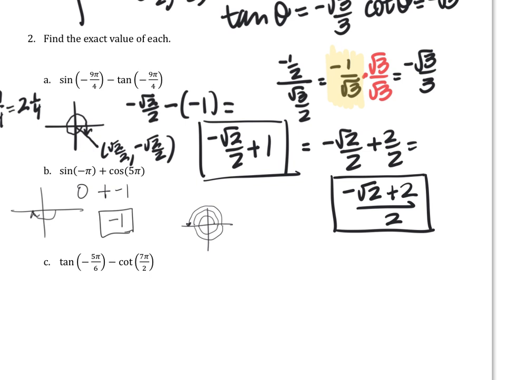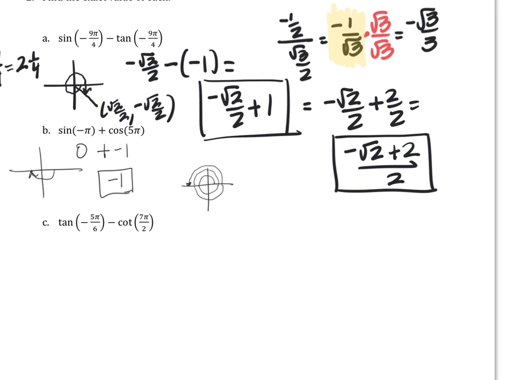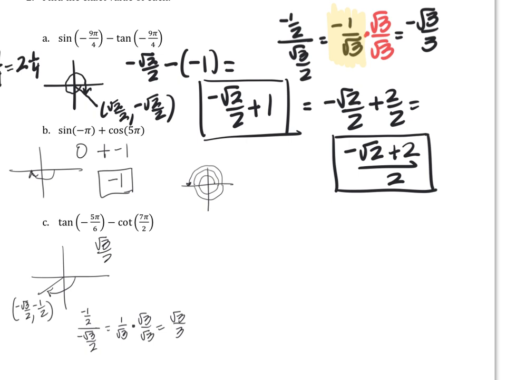And then we've got this last one. Tangent of negative 5 pi over 6. Negative 5 pi over 6 is almost a pi. Here x would be negative square root of 3 over 2, and y would be negative 1/2. So tangent is negative 1/2 over negative square root of 3 over 2, which would be 1 over square root of 3. To rationalize it, I get square root of 3 over 3, and it's positive.